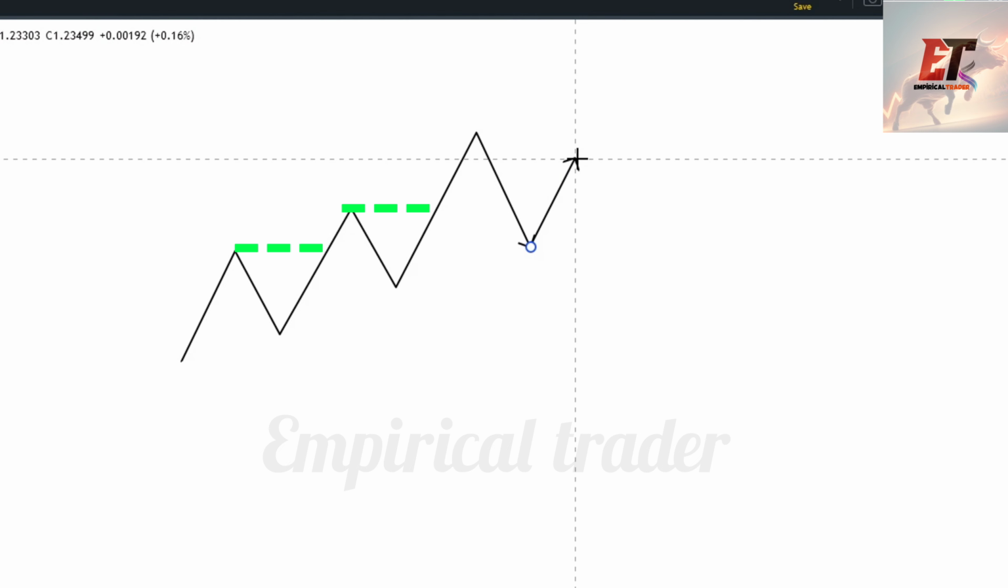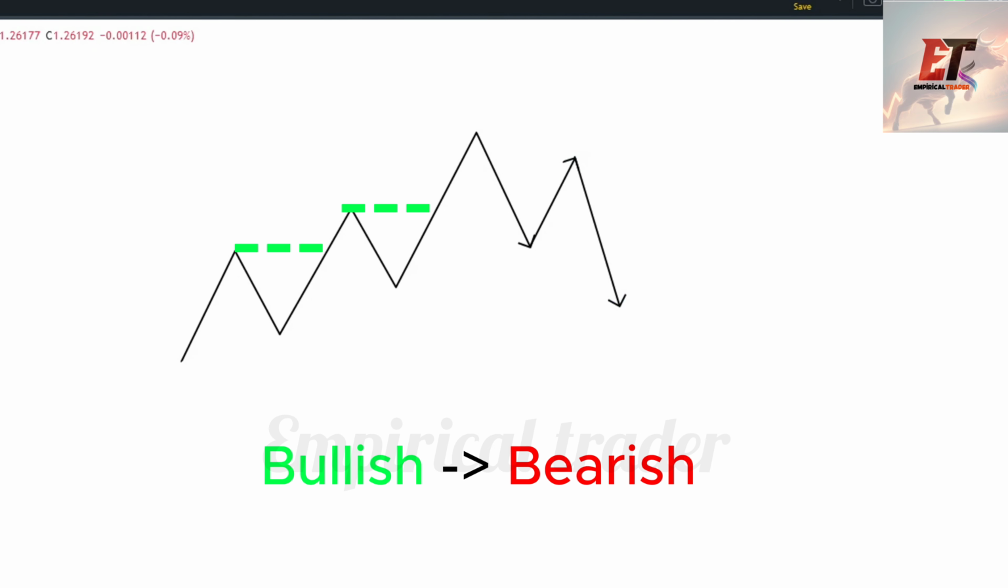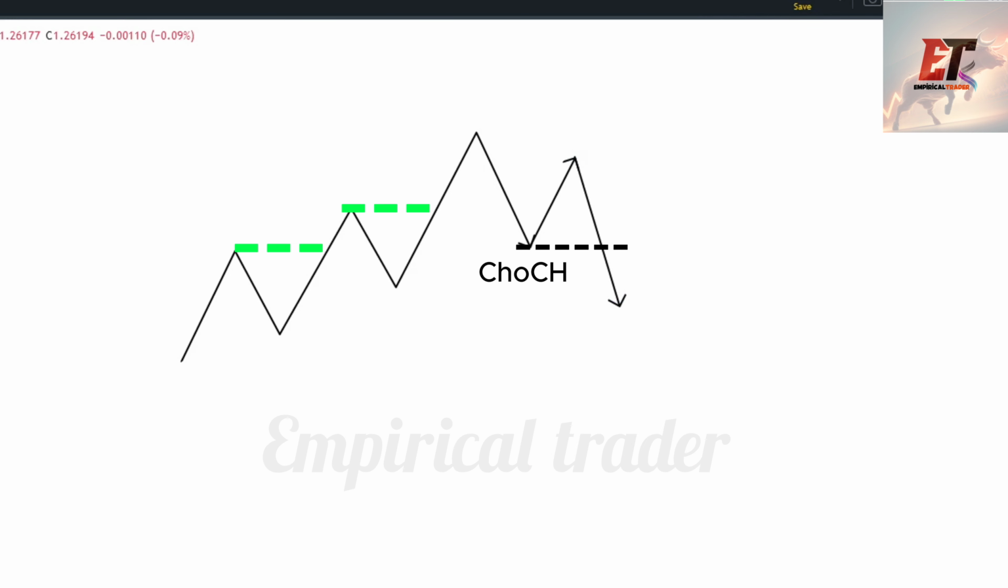And instead, it breaks the previous low. The trend has shifted from a bullish market to a bearish market. This is what is called a change of character. And now the breaks of structure are taken from the lows since the trend has flipped.